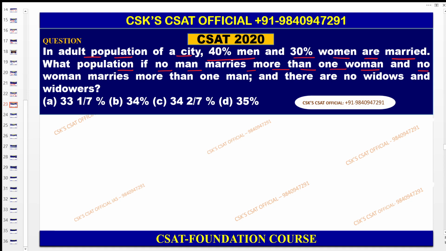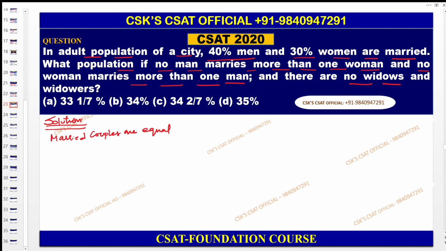Why? No woman marries more than one man according to this. Also, there are no widowers. So with this statement, you need to conclude that the married couples are equal, which means the number of married men is equal to the number of married women.